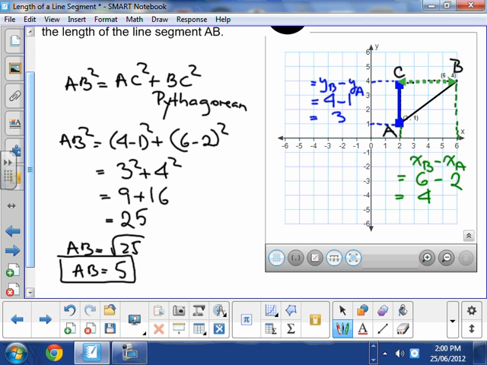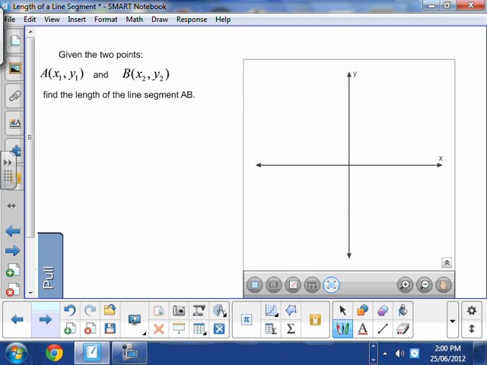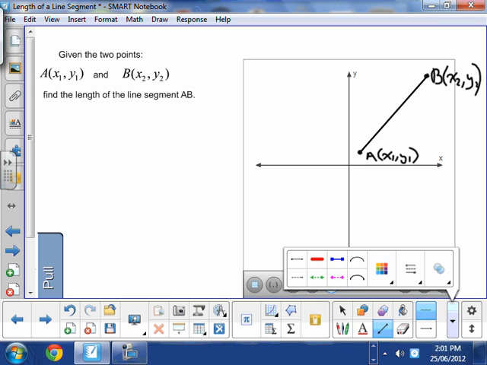Now, can we take the same process and apply it in general for any 2 points A and B? We should. And it should not be any different without the numbers than when we did it with the numbers. So point A has general coordinates x1 and y1, and point B has general coordinates x2 and y2. Simply construct a right angle triangle above or below the line segment.